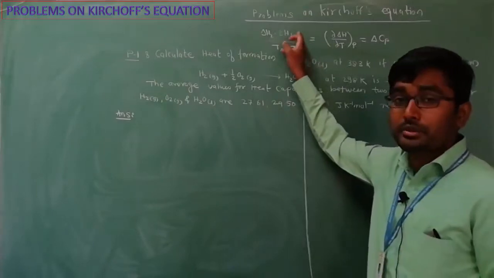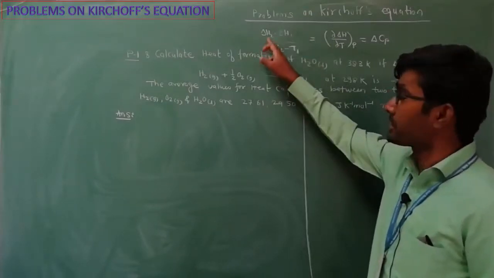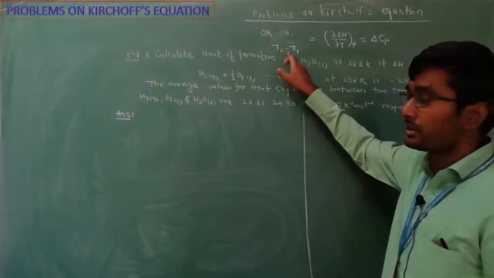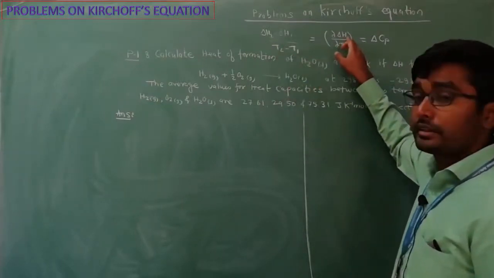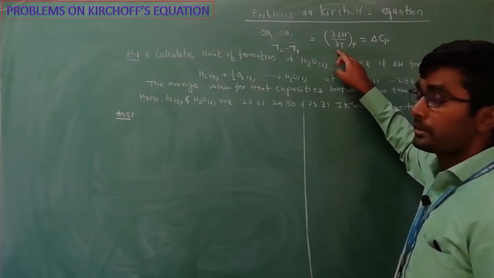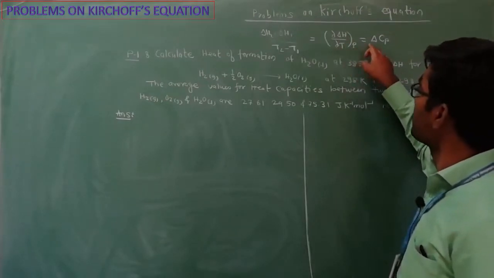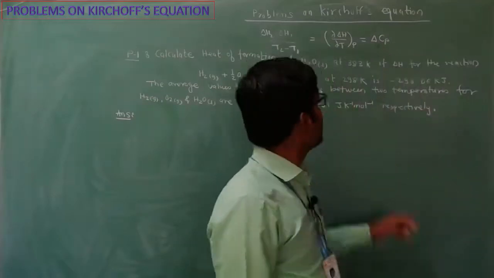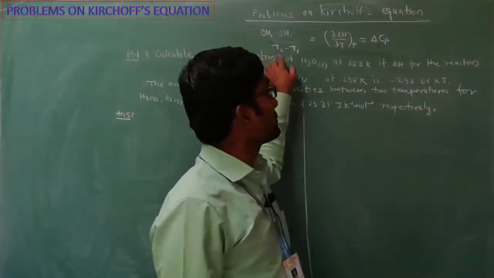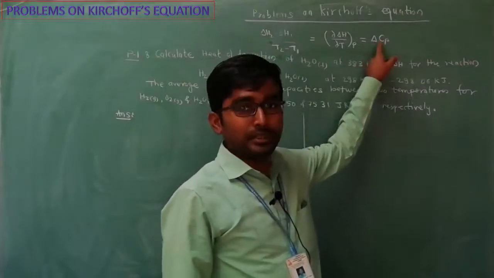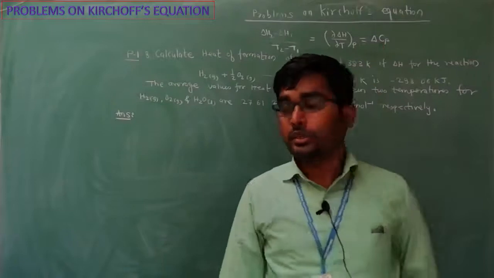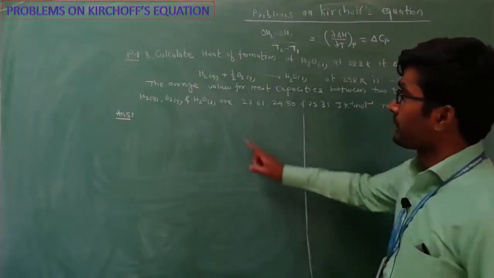In the previous lecture we have derived the Kirchhoff equation: (delta H2 minus delta H1) upon (T2 minus T1) is equal to delta H by delta T at constant pressure, which is equal to delta Cp. Here delta H stands for the heat of reaction, T stands for the temperature, and Cp stands for the specific heat capacity at constant pressure. So let us discuss the first problem.